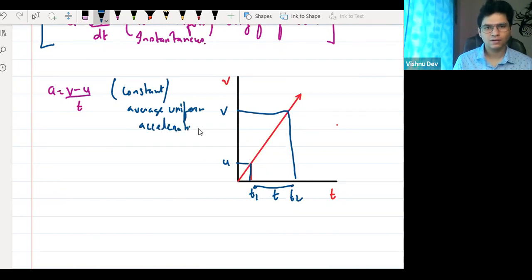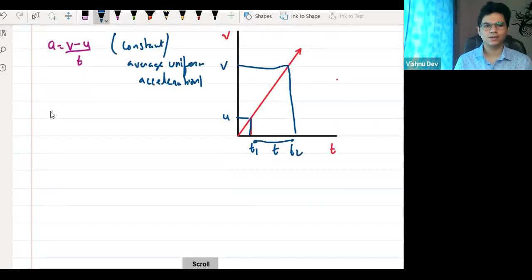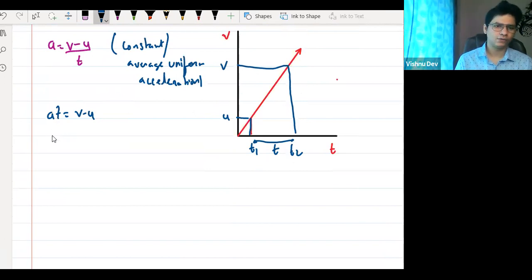ठीक है? So can I just rearrange this equation? Let's just try to rearrange this equation. So it will be what? at is equal to v minus u. Or if you take u to this side, I will get v is equal to u plus at.